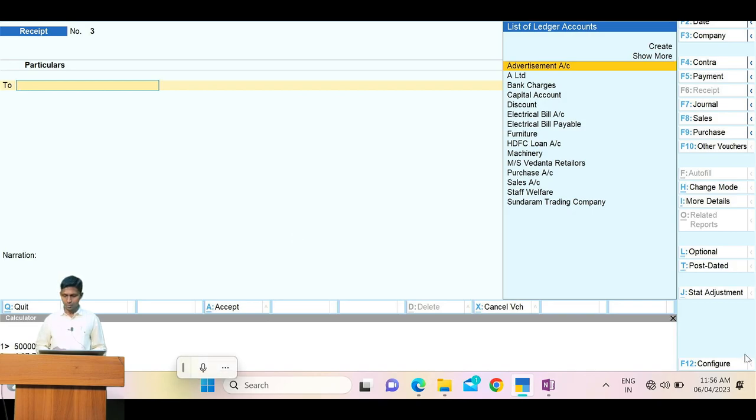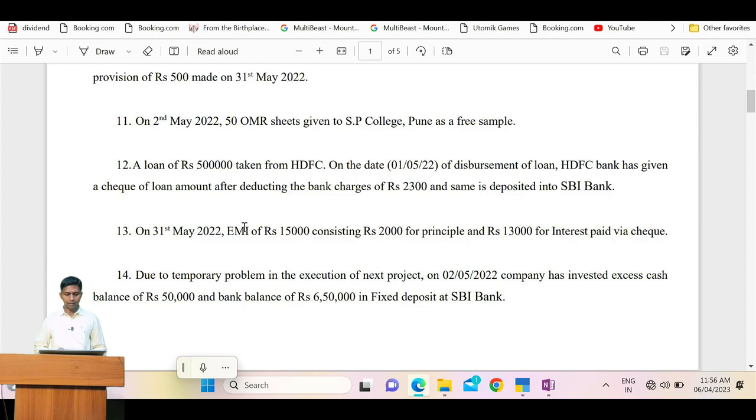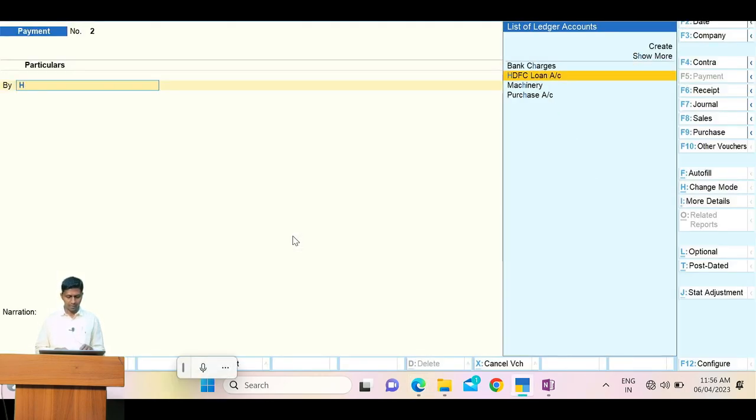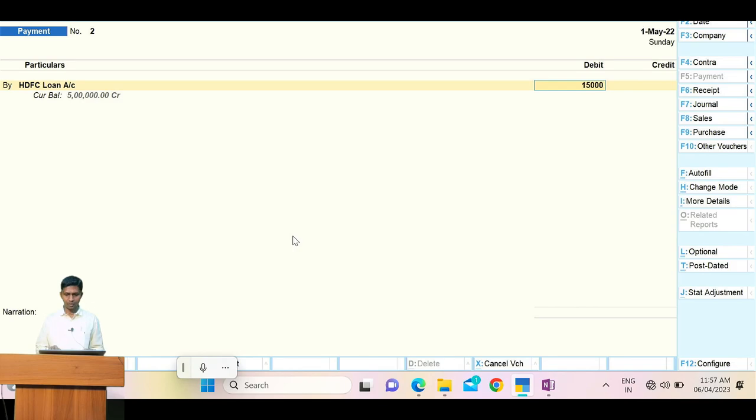Then what to do? How to pass this entry? We paid, therefore payment voucher type. Okay, to whom you are paying? This monthly installment, you are paying to HDFC Bank. Therefore, to whom we are paying, write that first. HDFC loan you are paying. How much you are paying to HDFC loan? EMI of rupees 50,000 you are paying.